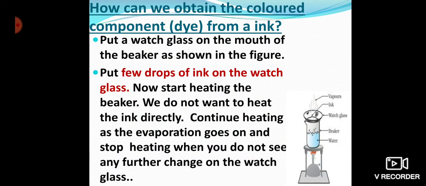Now how can we obtain the colored component, that is dye, from the ink? Blue or black ink is a homogeneous mixture of blue or black dye. Dye is the solute in water, which is the solvent. The components of this mixture can be separated by the process of evaporation. For this technique, we will be discussing an activity.